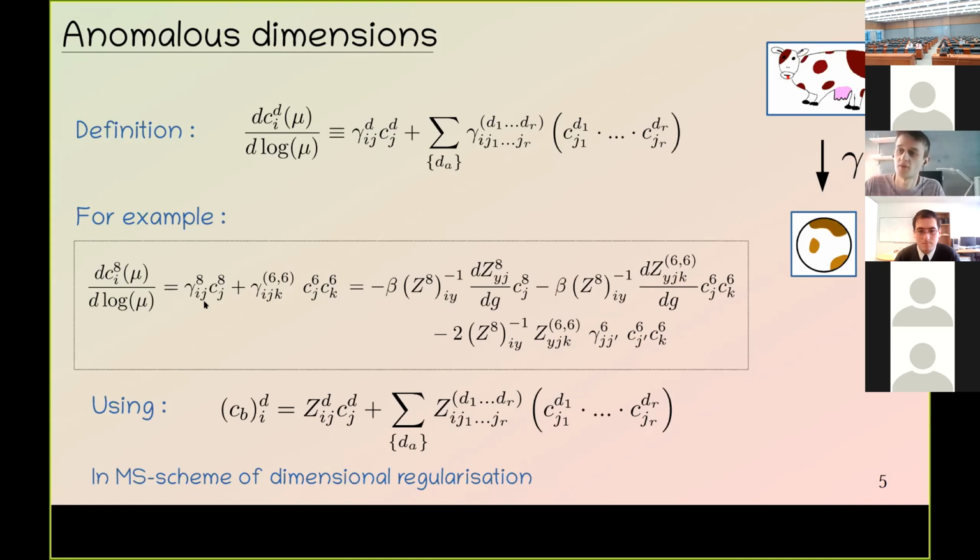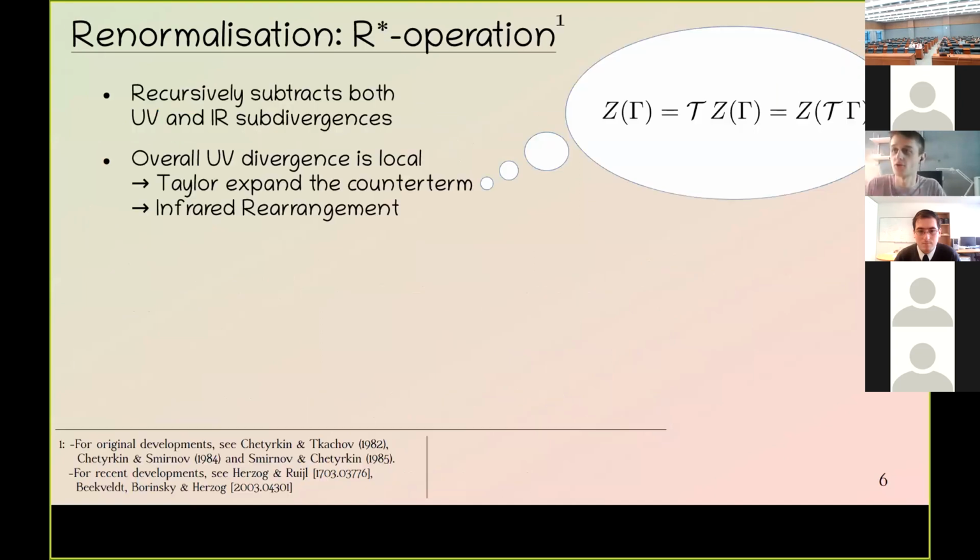So for example, at mass dimension 8, the scale dependence of a single coupling mixes the other mass dimension 8 couplings, and also it mixes the mass dimension 6 squared. The anomalous dimensions are determined from the counter term, which we determine in the MS scheme. On the next slide, I will show you the method that we apply to calculate the counter term. This is the R star operation.